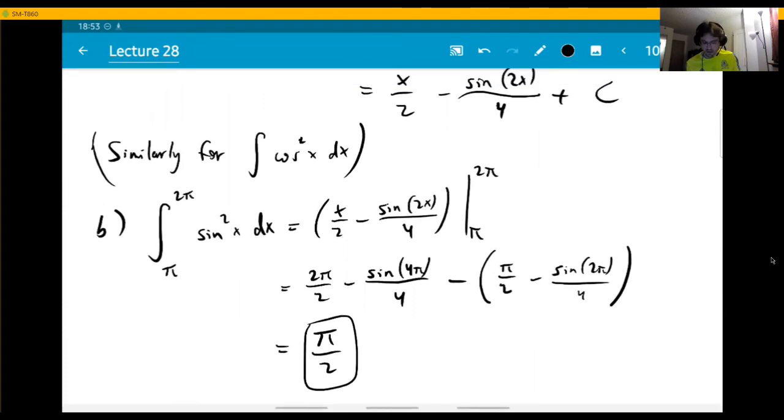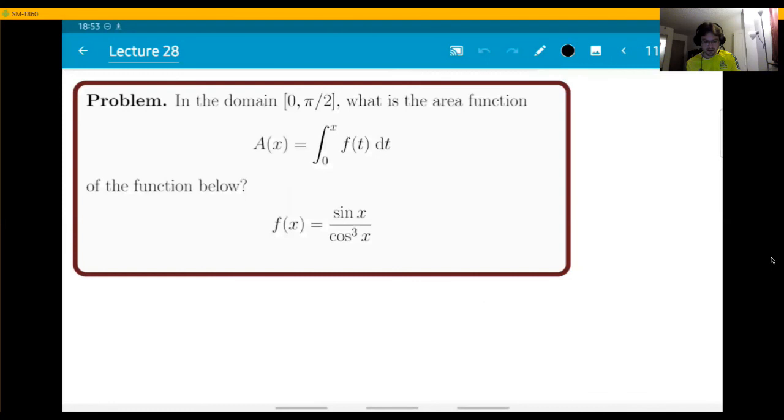So I encourage you to now try to do this. Forget about item A, forget we ever did that. Try to use the u sub again, the same u sub for this expression, but now you're going to need to change the endpoints. And you should still get the same answer, pi over 2. Okay, next one.